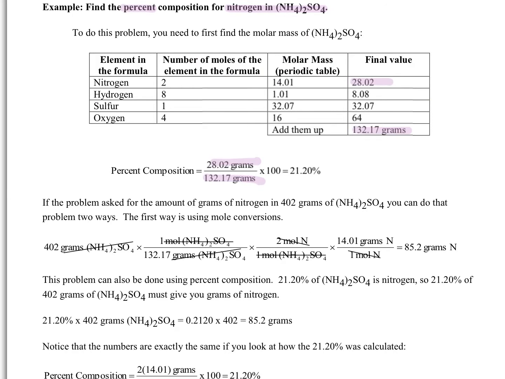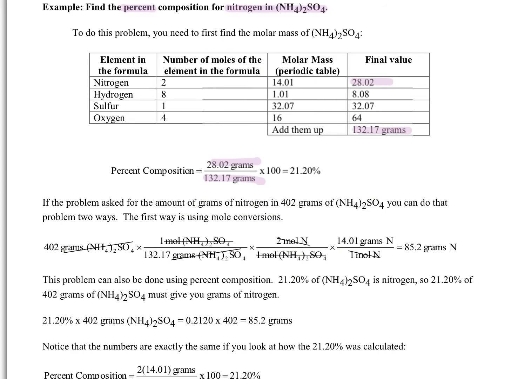All right, so if the problem asked for the number of grams of nitrogen in 402 grams of ammonium sulfate, we can solve this in 2 ways. The first way is going to be just basic dimensional analysis. You don't have to do anything with percent composition. I start with 402 grams of the total. There is this many grams in 1 mole of ammonium sulfate. For every 1 mole of ammonium sulfate, there are 2 moles of nitrogen. Then for every 1 mole of nitrogen, it's 14.01 grams. Multiply the top, divide by the bottom, and that gives me my grams, 85.2 grams.